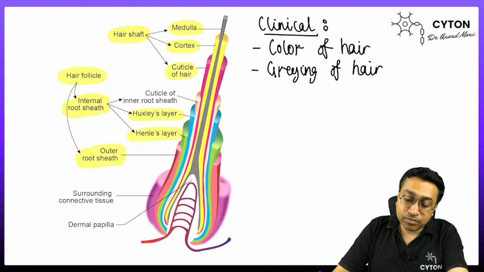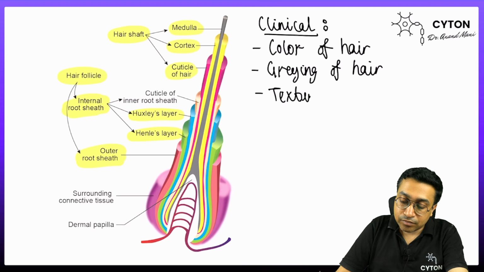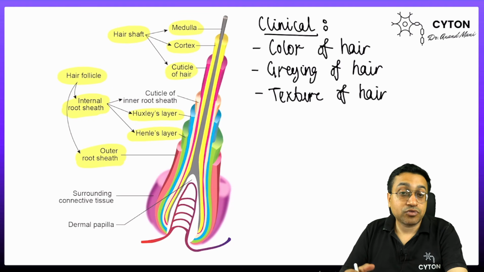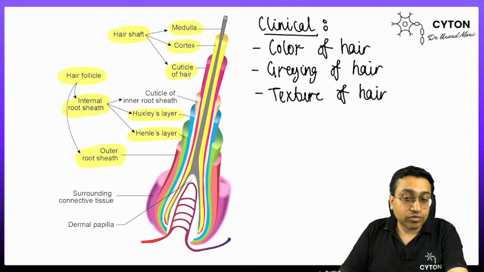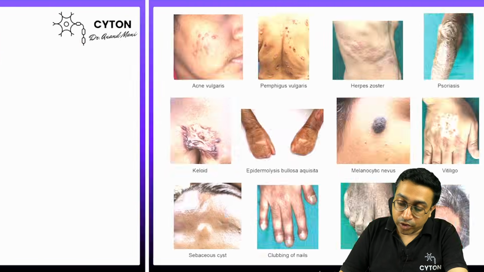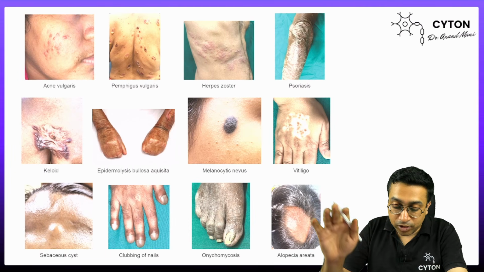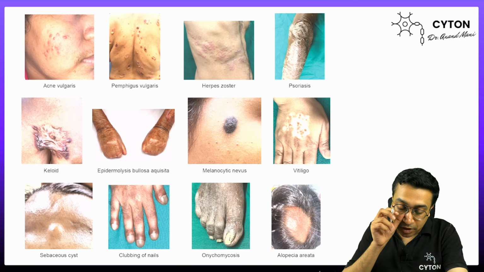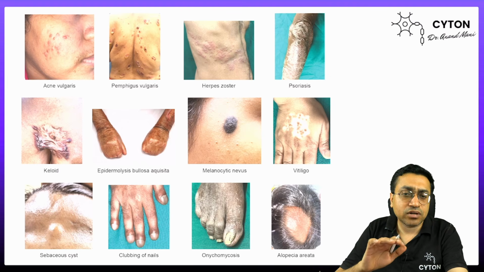And then you have something known as texture of the hair, which is determined by the cross sectional shape. So it can be straight hair, wavy hair, kinky hair. Okay, so there are a lot of things to discuss, but we are not going into too much detail because trichology is a whole topic of its own, you will study it separately in derma. Just have a look at the various photographs for the most common derma problems which you will see.